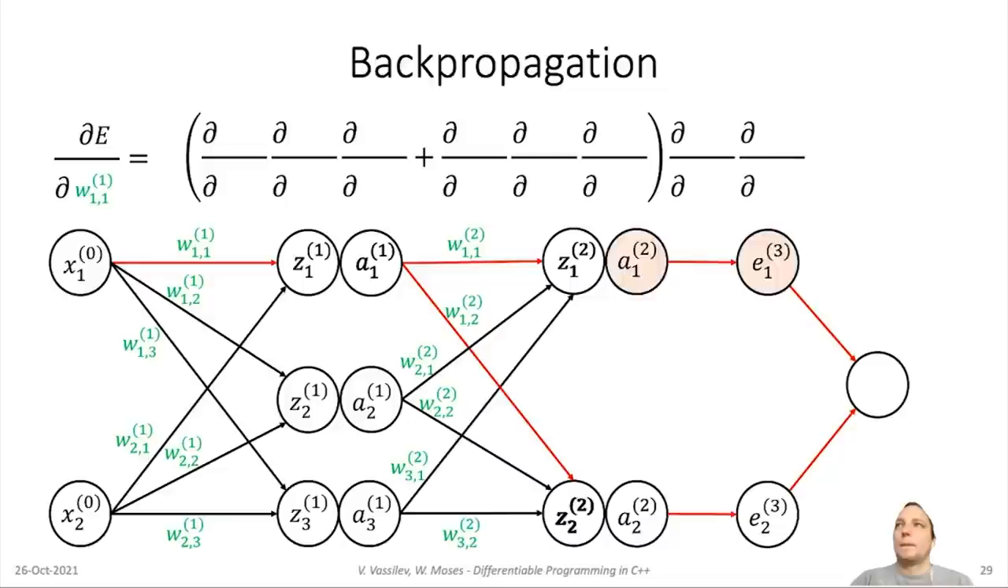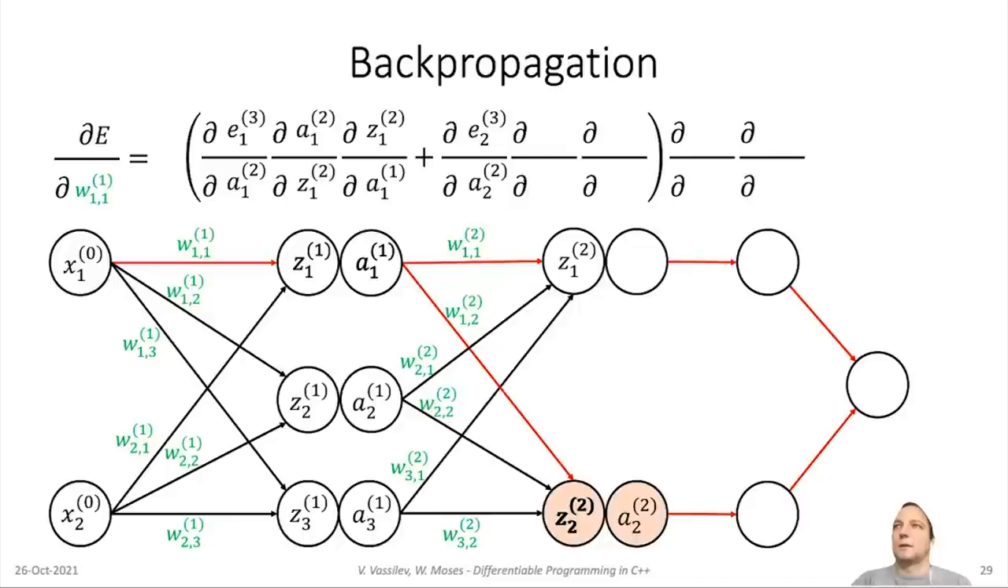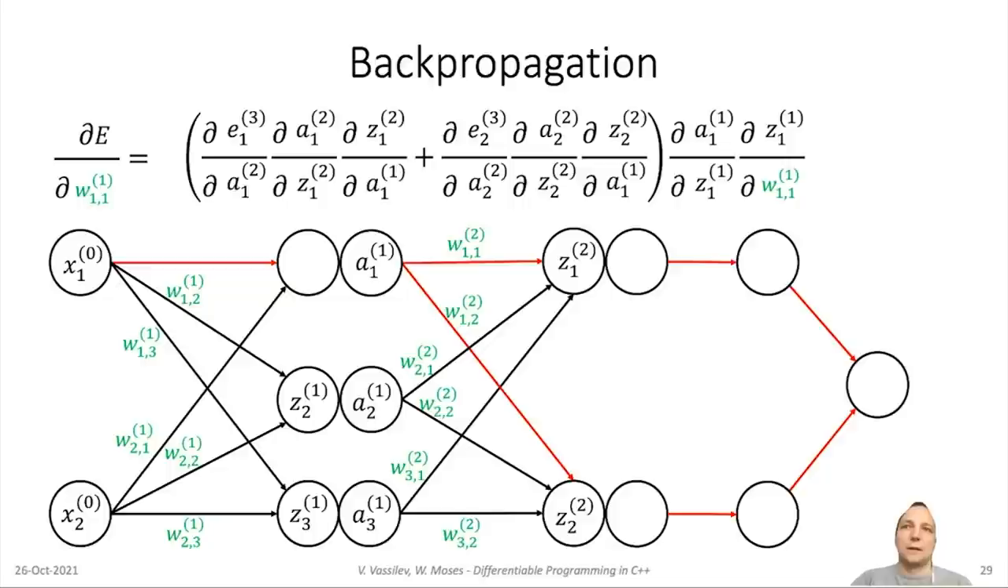Then we see that we get the partial derivatives of E1 of the third layer with respect to A1 of the second layer, then A1 of the second layer with respect to Z1 of the second layer. Then we go on with Z1 of the second layer and A1 of the first layer. And then we iterate over the other paths that we can reach for the partial derivatives. And then we multiply by the derivative of A1 of the first layer with respect to Z1 of the first layer. And then we have our error correction signal quantified. This algorithm matches closely our dry run in reverse mode AD.